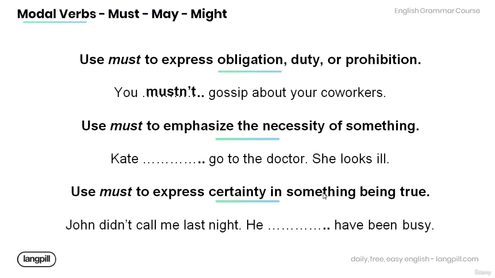Kate, go to the doctor. She looks ill. Kate must go to the doctor. She looks ill. John didn't call me last night. He have been busy. John didn't call me last night. He must have been busy.